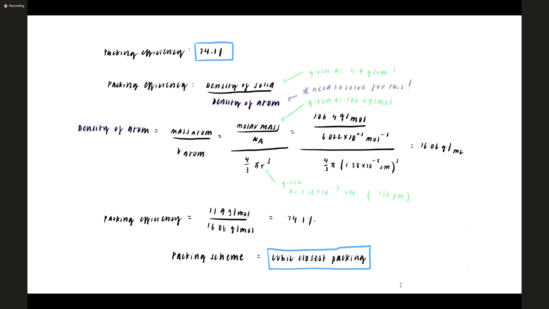And then for a packing scheme, that is cubic closest packing. And you know that because 74 is what matches up. If you remember from a couple of slides ago when we had that chart, 74 is the one that connects to that packing efficiency scheme.